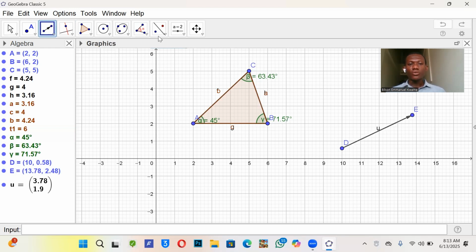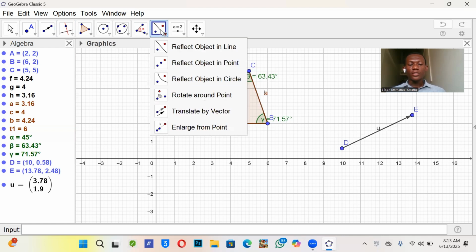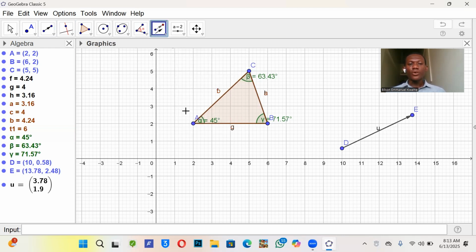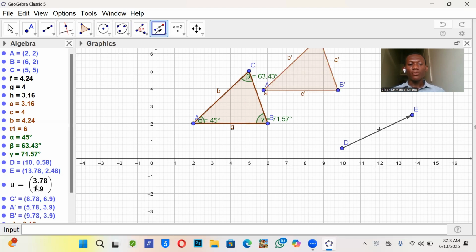Then the next thing that you're going to do is you come here, then you select translate by vector, right? After tapping on the translate by vector, you have to tap on the object that you want to translate. Then you tap on the vector here. You come to the algebra side, then you tap on the vector. You can clearly see that I've been able to translate it. Do you see it? Good.